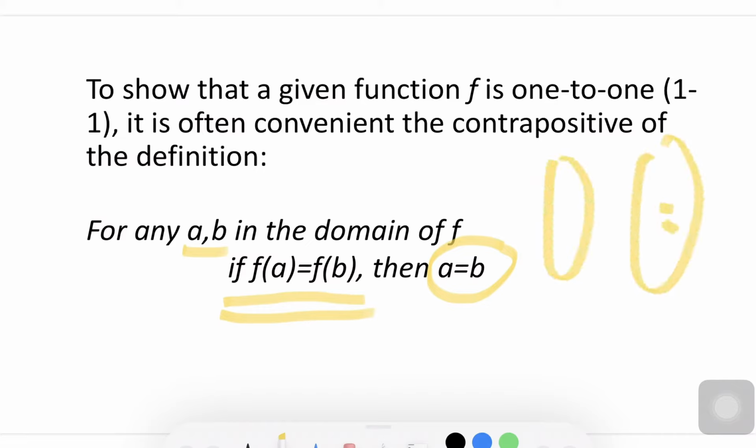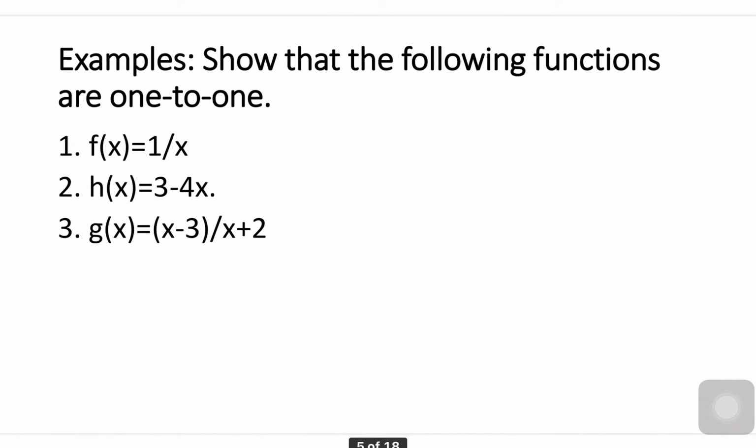Now, if their images here are equal, their pre-images here are also equal. So a is equal to b. So one is paired to exactly one element here. Okay, so let's try. We always start by getting two elements from your domain and assuming this, and we must arrive at a equals b. Example: show that the following functions are one-to-one.